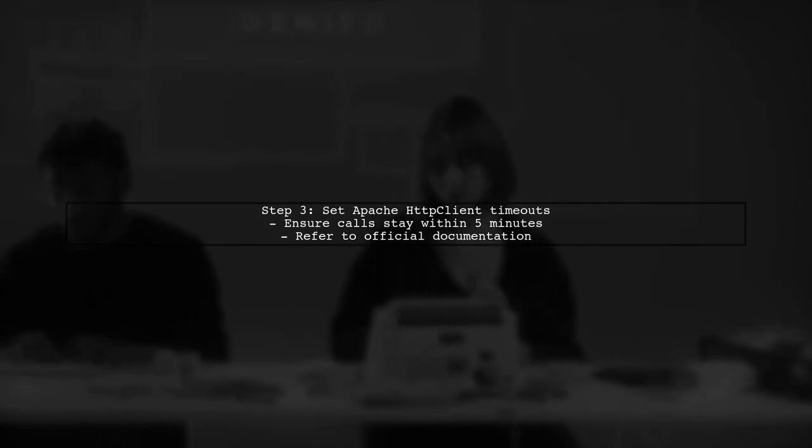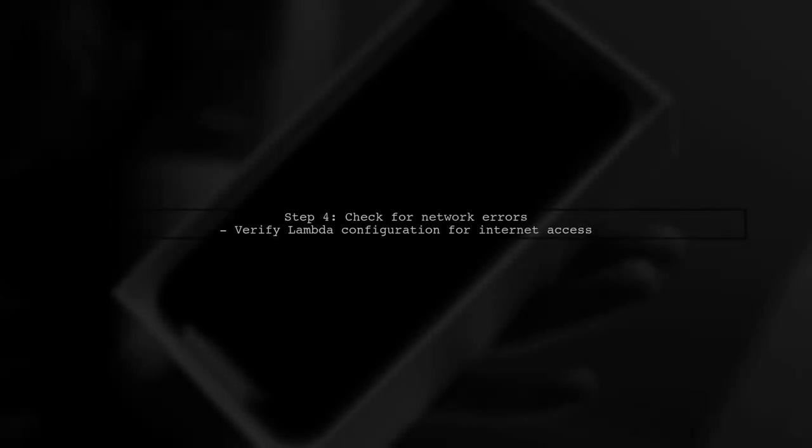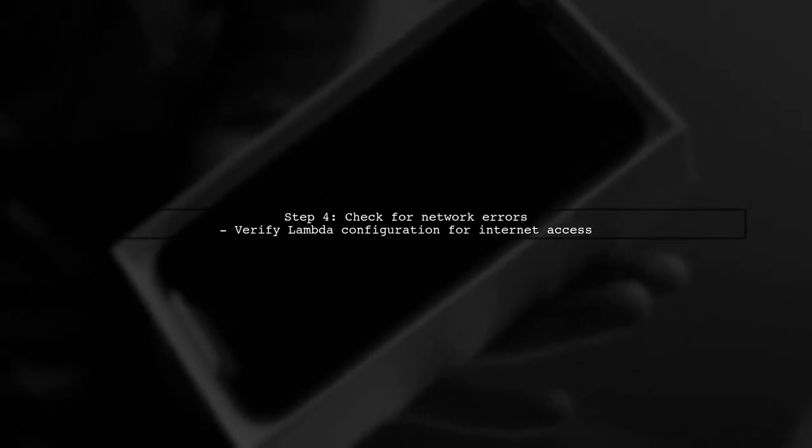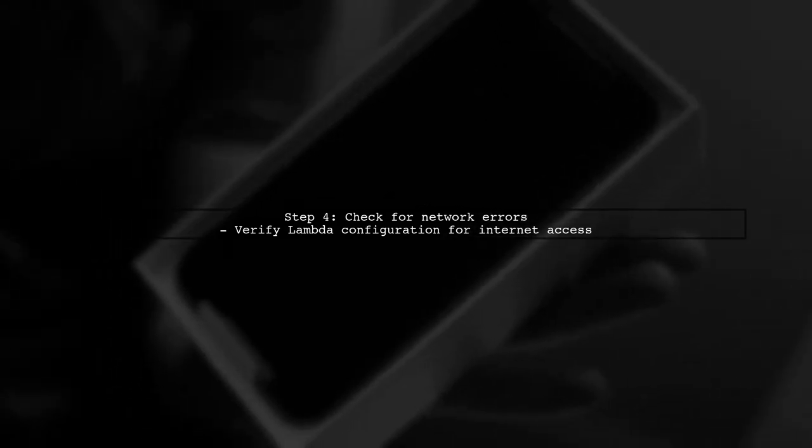Next, set appropriate timeouts for your Apache HTTP client to ensure your HTTP calls do not exceed the 5-minute limit. Check the official documentation for guidance. If you encounter network errors like socket timeout exception, verify your Lambda configuration for internet access.